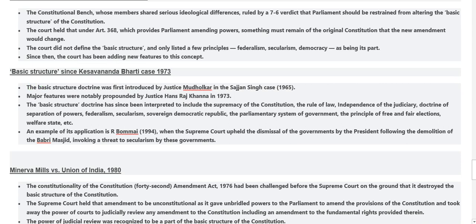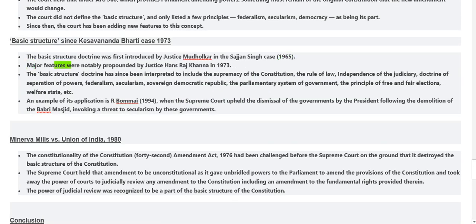Basic structure since the Kesavananda Bharati case, 1973. The basic structure doctrine was first introduced by Justice Mudholkar in the Sajjan Singh case, 1965. Major features were notably propounded by Justice Hans Raj Khanna in 1973. The basic structure doctrine has since been interpreted to include the supremacy of the Constitution, the rule of law, independence of the judiciary, doctrine of separation of powers, federalism, secularism, sovereign democratic republic, the parliamentary system of government, the principle of free and fair elections, welfare state, etc.